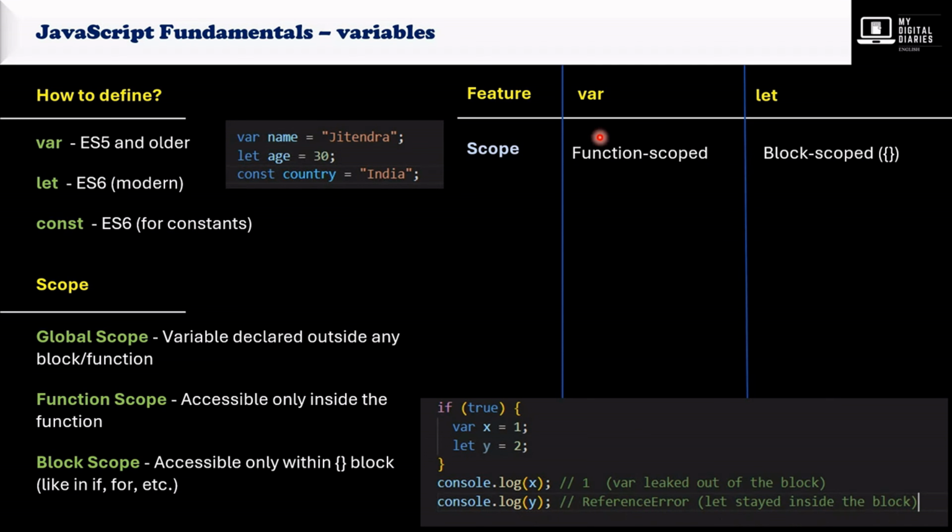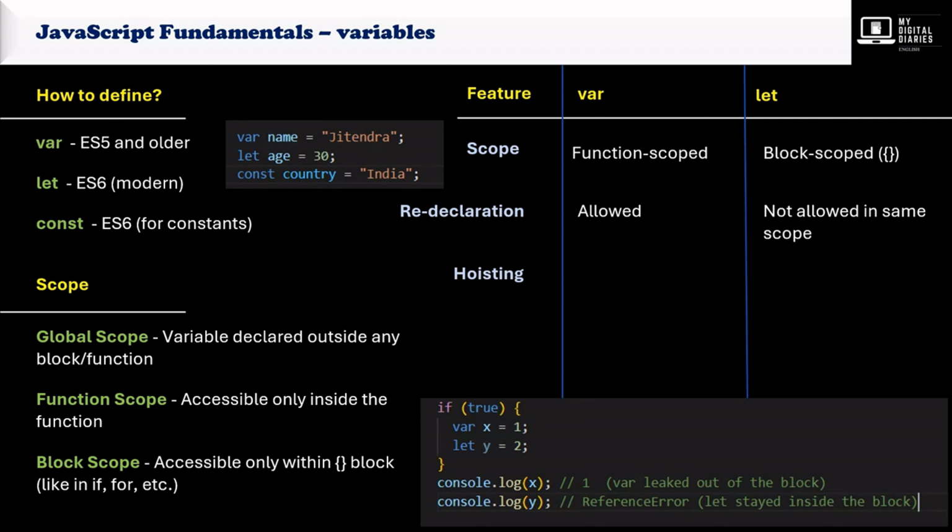So as we said here, the scope for var is function scope, so it is within the function, whereas let is block scope, so this is your block. So that is the difference between var and let. For redeclaration, var is allowed and let is not allowed in the same scope.